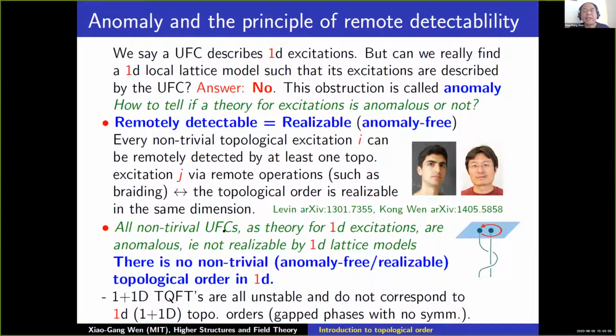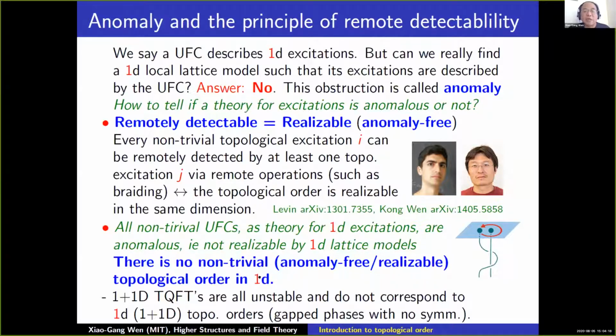And then we believe that for any gapped system, the excitations are always described by a unitary fusion category, and only the trivial one is realizable. Therefore, in one-dimensional lattice models, we only have trivial topological order. And this, again, is something we believe: there is no non-trivial topological order in one dimension.